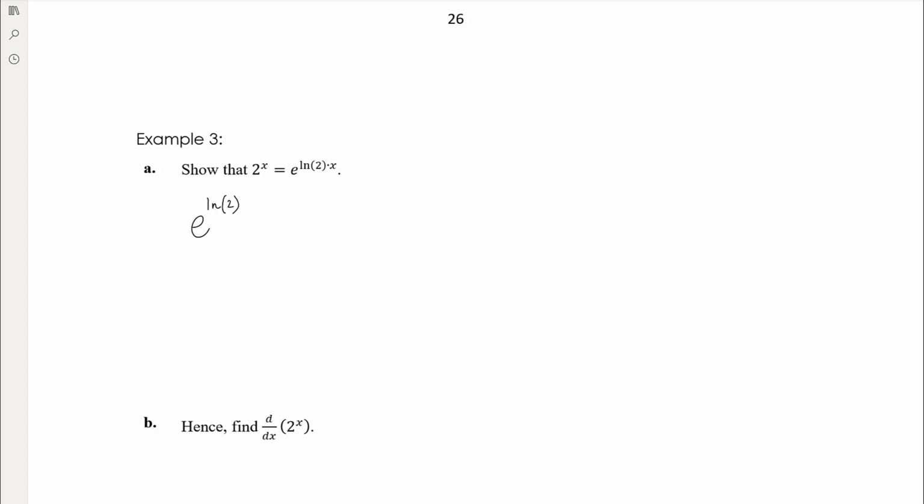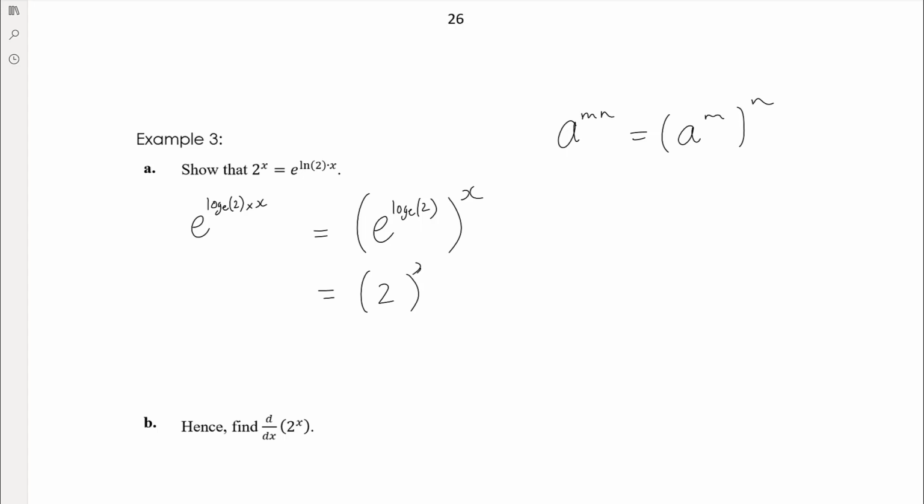So e to the ln 2 times x, remembering ln is log base e. If you prefer to write that out to see what's happening, that's okay as well. Alright, so when do we multiply powers? We multiply powers when we have one power being applied after the other power. So we could rewrite this as e to the log e of 2, all to the power of x. Then we know that e to the log e are inverse operations, cancelling each other out, so inside that bracket, that is just 2. And so we have 2 to the power of x.